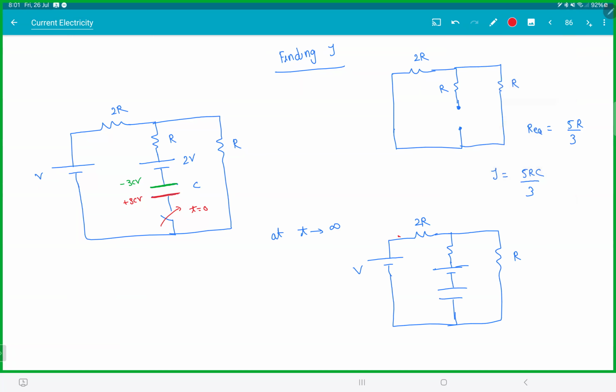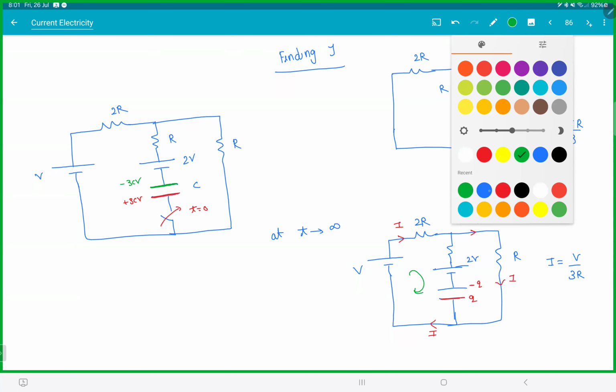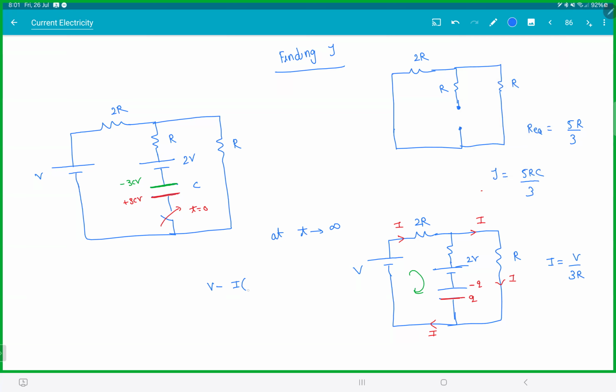All the current will go only through this. There's no current in the capacitor, but there will be some charge. Let this be Q. Why am I taking that? Because I assume that is the charge I want to find. And we can get current I is equal to V by 3R. Apply Kirchhoff's loop law in this thing. You end up with V minus I into 2R. There's no current in that resistor, so that is 0 into R. And then you're going through the battery minus 2V, and then you're going from negative to positive plate, so plus Q by C equal to 0.